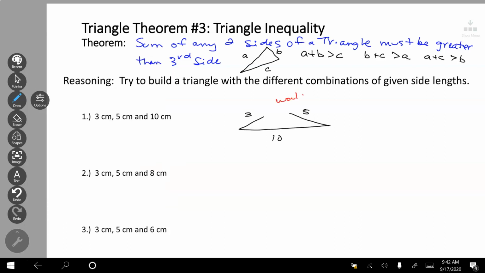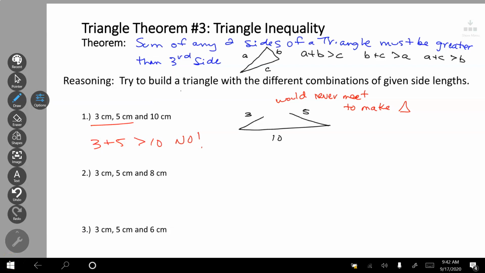They would never meet up here to make a triangle. Side 3 and side 5 are too short to cover this gap, this side 10, and they would never form a triangle. I'm just going to take the two shorter sides. 3 plus 5 is not greater than 10. So it's never going to be a triangle.